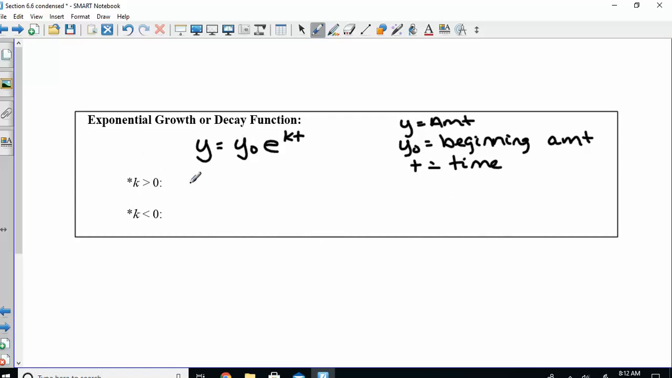If your k is greater than 0, that will turn into growth, so as time goes on we have more of it. If our k is less than 0, that's decay. As time goes on, there's less of it.